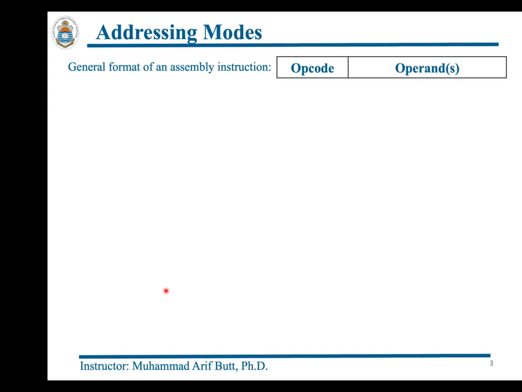Before I define the addressing modes, this is the general format of an assembly instruction: an opcode field which specifies the operation to be performed, and then one or more fields that specify the operands. If I talk about x86-64, the instruction size is variable and can range from 1 to 15 bytes. Although theoretically you can construct instructions larger than 15 bytes, normally they are illegal.